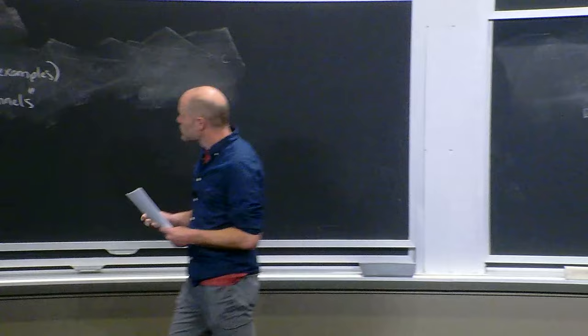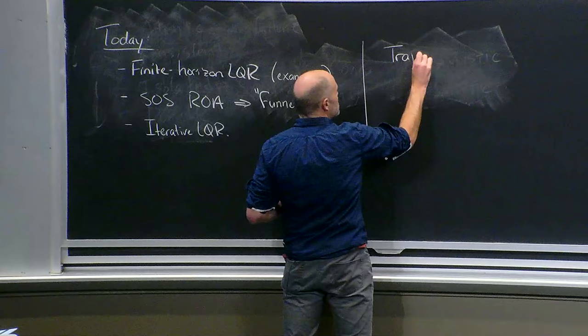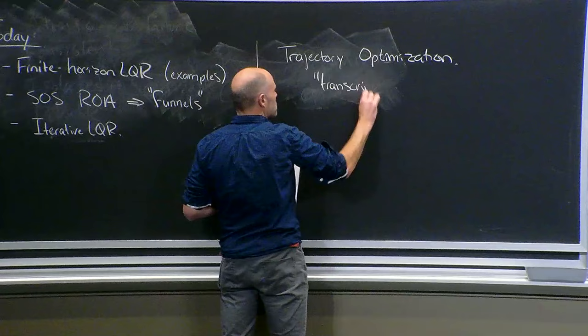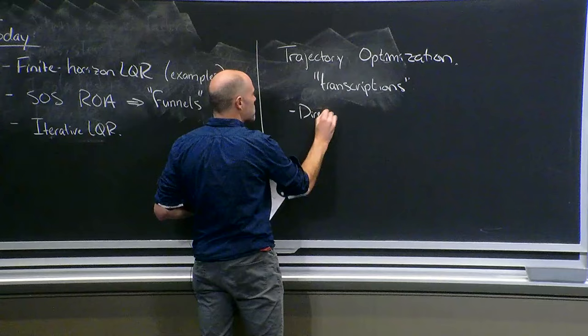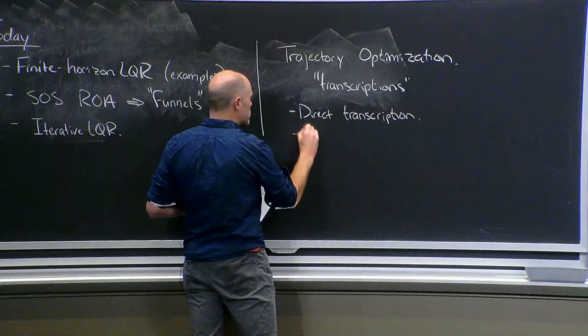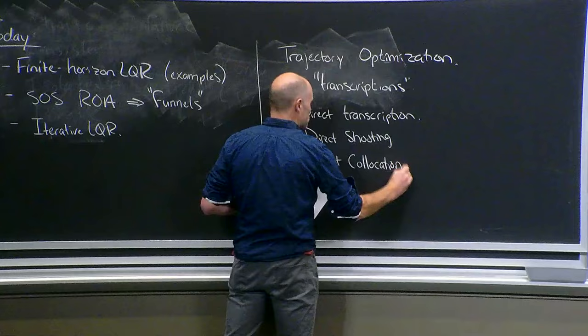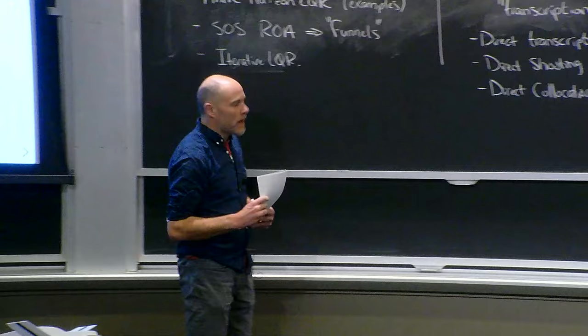Okay, so in the trajectory optimization world, we talked about a few different transcriptions. We did the direct transcription. Direct shooting transcription and the direct collocation were the ones we spent a little time on. And they're in general very powerful formulations where we can take potentially nonlinear dynamics, call a nonlinear solver.